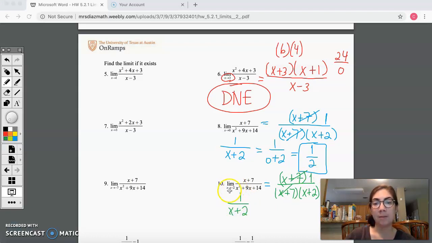This time we're going to substitute -2. -2 plus 2. Oh, that's going to be 0. So 1 over 0 does not exist. All right. There's 6, 8, and 10 for you guys.